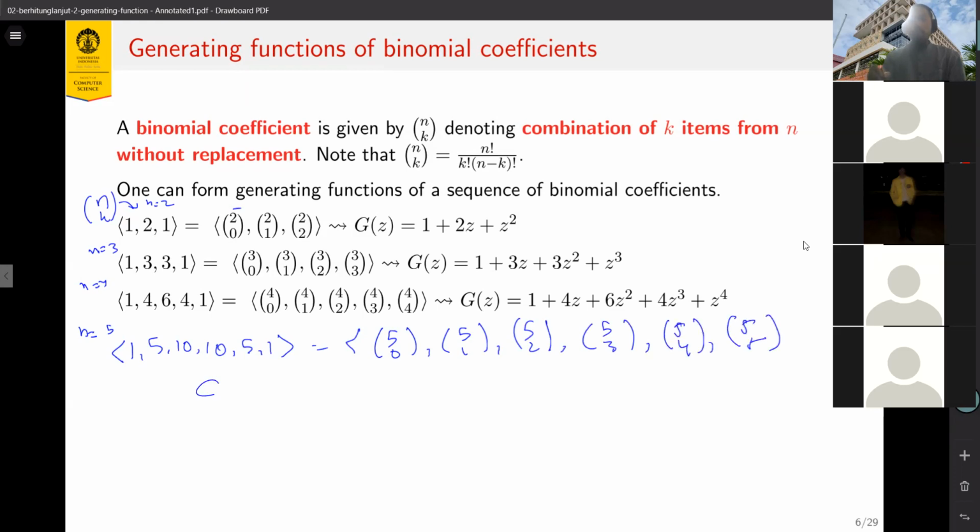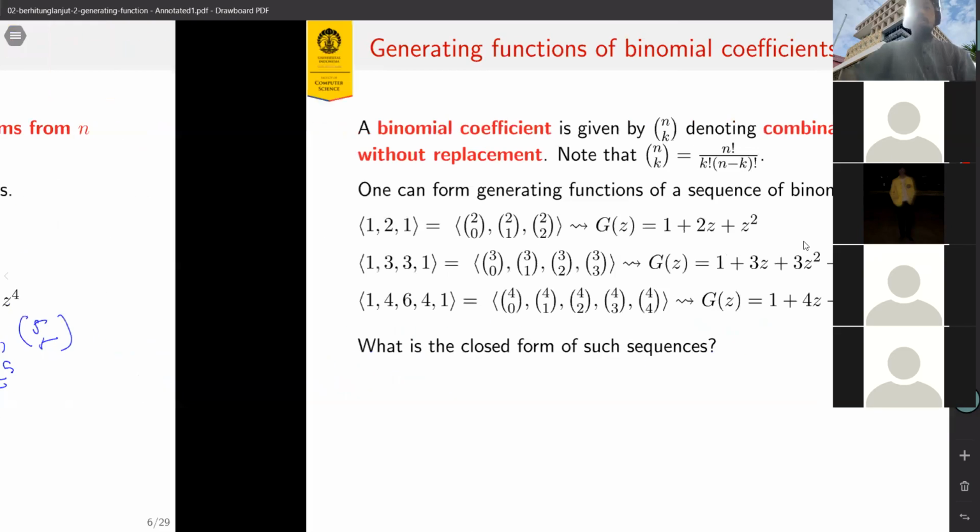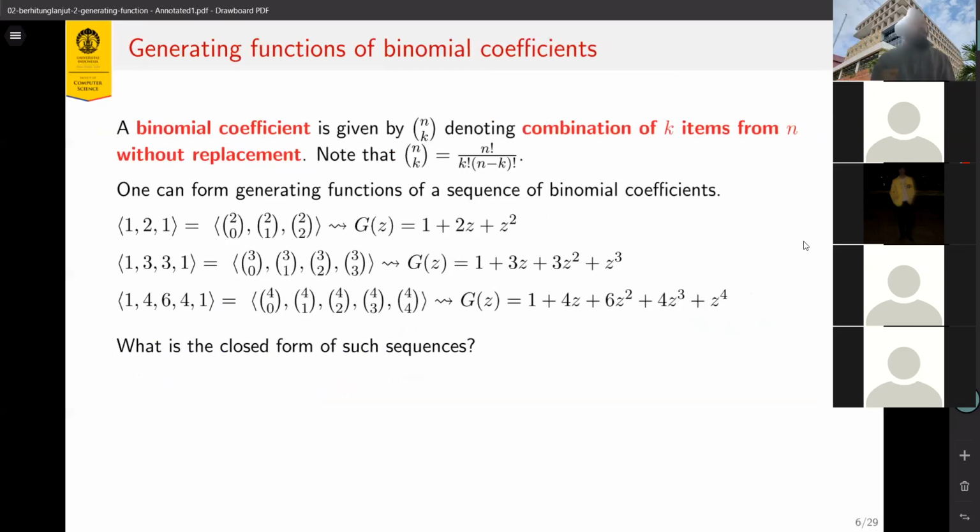Which is, of course, the generating function 1 plus 5z plus 10z squared plus 10z cubed plus 5z to the 4 plus 1 times z to the 5. Yeah. Now then, of course, the question is, what is the closed form of such sequences? All right.